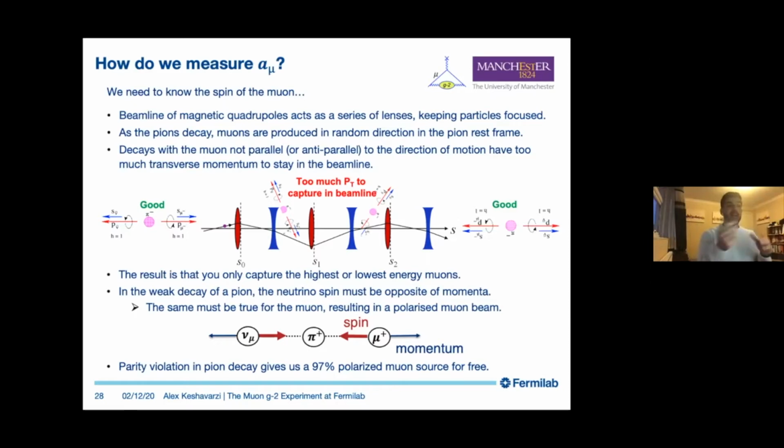Now, in the weak decay of a pion, the neutrino spin has to be opposite of the momentum, okay, from weak physics. That also means that must be true for the pion, as you can see for the muon in this diagram here. And what that does is that results in a completely polarized muon beam. And so this parity violation effect in weak decay, in the pion decay, gives us a 97% polarized muon source for free at either the highest or lowest energies, which is perfect for what we need.